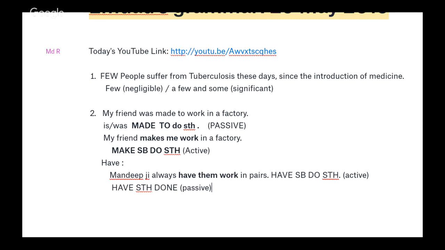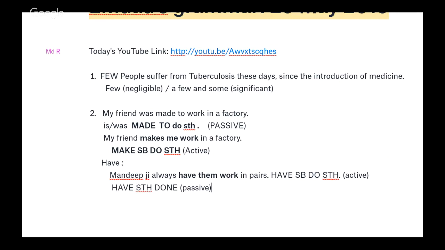Is it clear? So are you doing it yourself? Someone else did it for you. So you're not doing it yourself. Have something done. You didn't do it yourself. I have got the job done. So done, why done? Because I used the third form here.